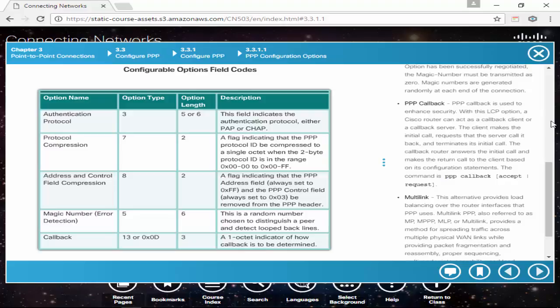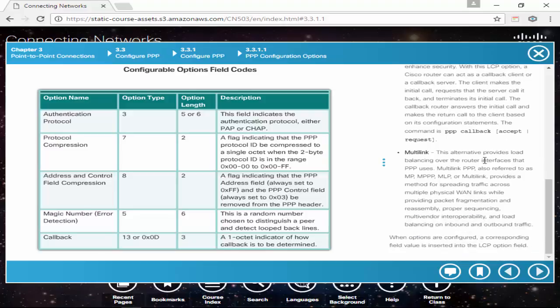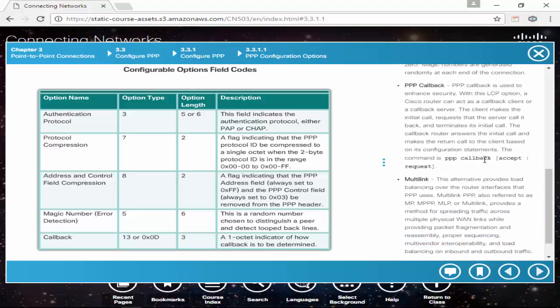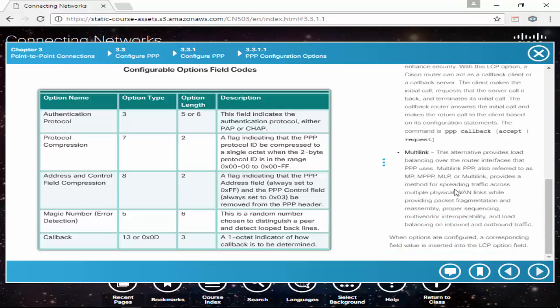Callback PPP. This is a good one. PPP callback is used to enhance security. With the LCP function, a Cisco router can act as a callback client or a callback server. The client makes the initial call or request. The server calls it back and terminates its initial call. The callback router answers the initial call and makes its return call to the client based on its configuration statements. Alright, so what that's doing is making sure who it's talking to is the right person, right?